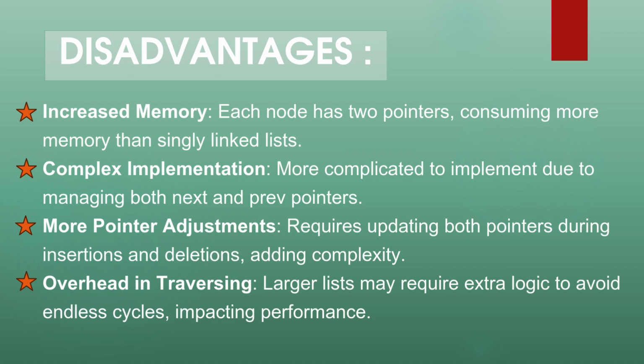Disadvantages of the circular doubly linked list. Increased memory: each node has two pointers, consuming more memory than a singly linked list. Complex implementation: it is more complex to implement due to managing both next and previous pointers. More pointer adjustments, requiring updating both pointers during insertion or deletion, adding complexity. Overhead in traversing a large list may require extra logic to avoid an endless cycle, impacting performance.